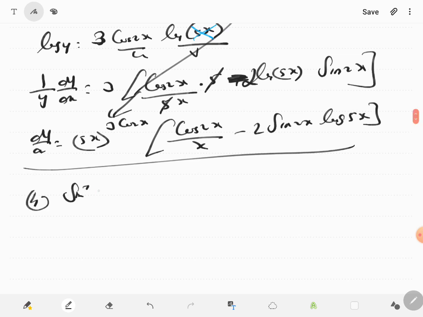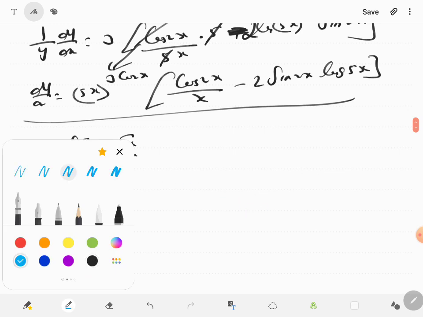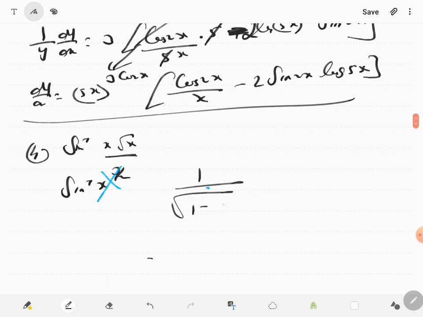Sine inverse of x into root x. X root x is x to the power 3 by 2. Sine inverse of x to the power 3 by 2 is like, you have to treat this as capital X. So sine inverse of x differentiation is 1 by root of 1 minus x square, which is (x to the power 3 by 2) the whole square, where 2 and 2 get cancelled. Next, this blue color has to be differentiated, which is 3 by 2 into x to the power 3 by 2 minus 1, which is 1 by 2, which is root x. There is a relationship. X to the power 3 by 2 when differentiated gives you 3 by 2 root x. Just remember this relationship always.